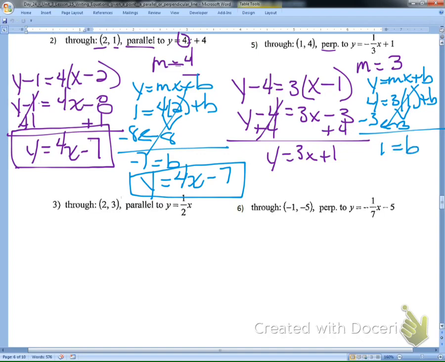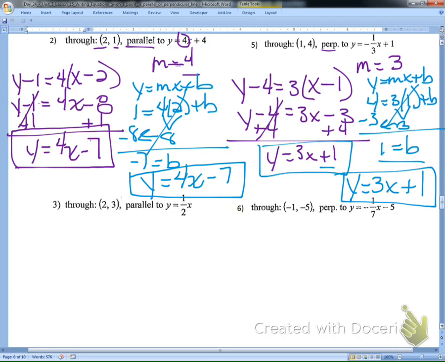Let me see where I made my mistake. Oh, I didn't make a mistake. I was looking at the other problem for some reason. Yeah, it still should be 1. There's our b value. 1 is the same thing. So y is equal to 3x plus 1. Got the same answer no matter which formula you start with.